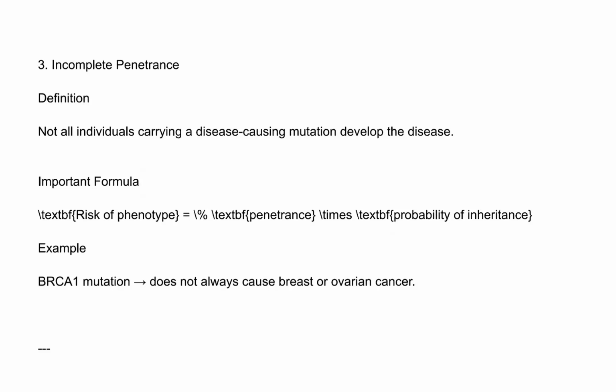Third genetic term is incomplete penetrance. Definition: not all individuals carrying a disease causing mutation develop the disease. For example, BRCA1 mutation causes breast and ovarian cancer, and due to incomplete penetrance, it does not always cause breast or ovarian cancer. So it is an example of incomplete penetrance, that not all individuals carrying a disease causing mutation develop the disease.